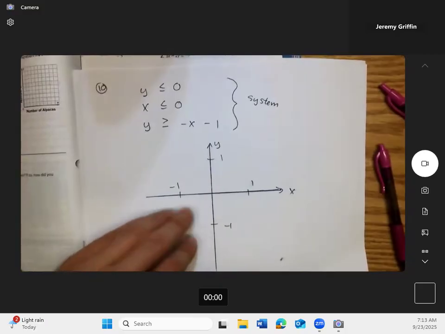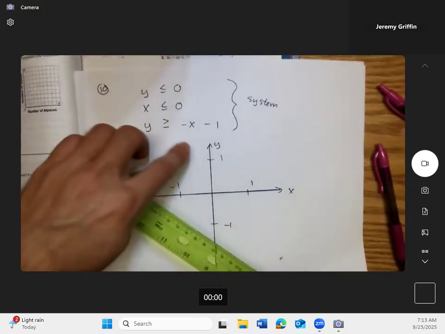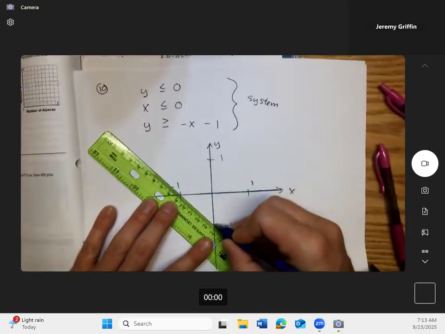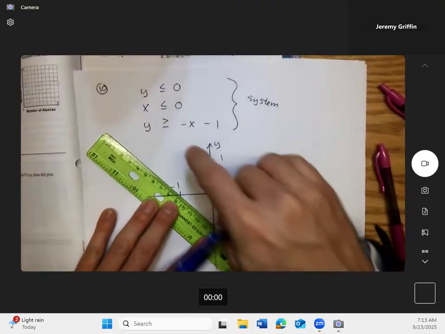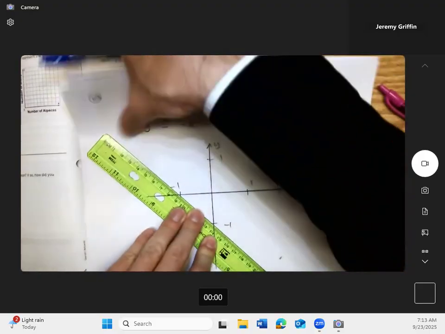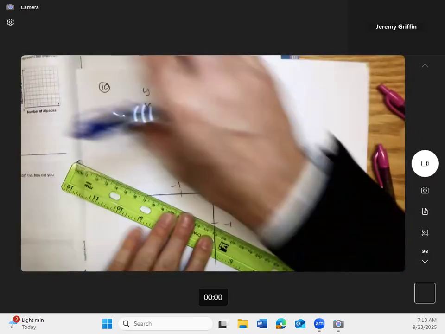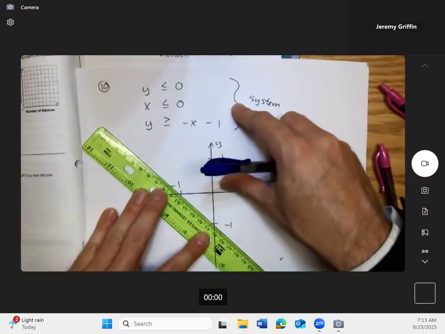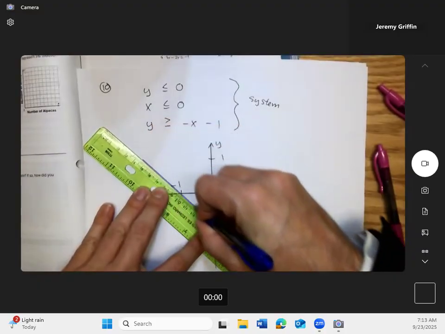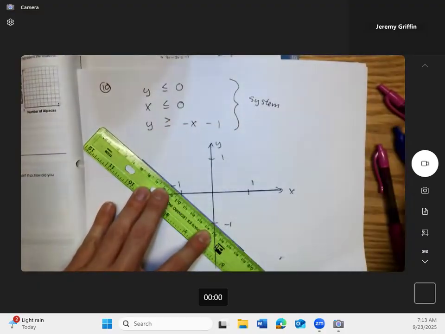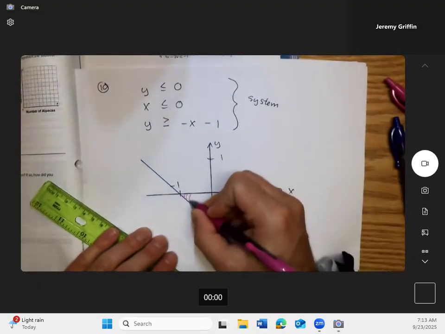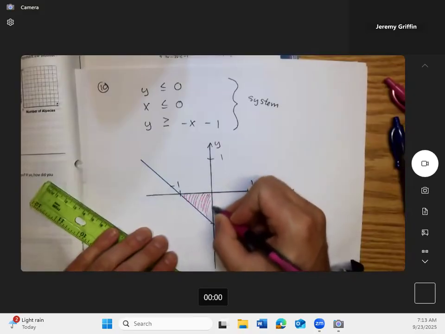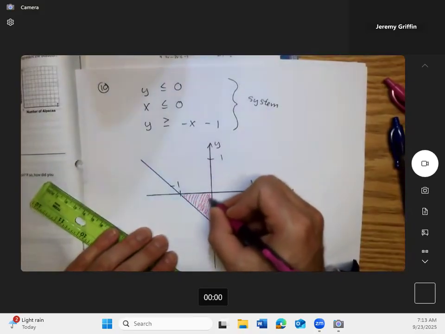And finally, y is greater than or equal to negative x minus 1. Well, negative x minus 1 looks like this. These are all possibly equal to. Just double check. Yeah. So nothing strictly greater than anything like that. So they would all be solid lines. It has to be greater than that, so above this line, but to the left or down at the other line. Right here. So here's the solution.